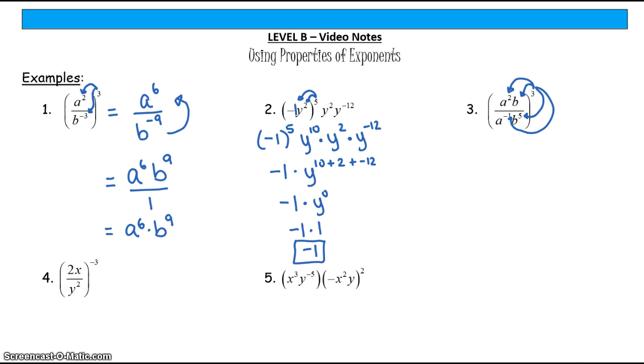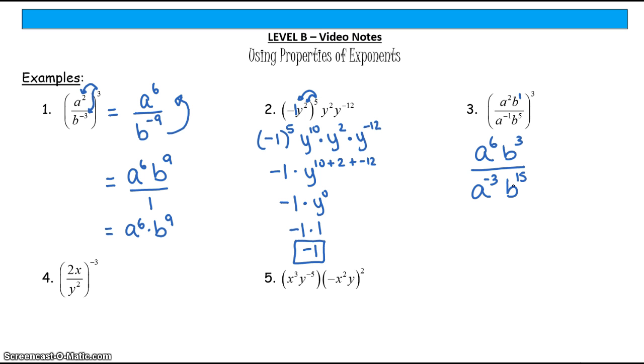I'm going to erase what I just did because I don't want it to get too sloppy, and rewrite it. Alright, A, 2 times 3 is 6. B, 1 times 3 is 3. A to the negative 1 times 3 is negative 3. And 5 times 3 is b to the 15th power.